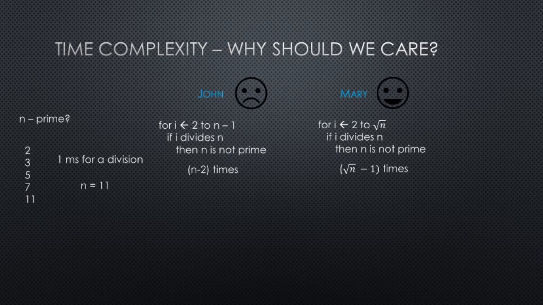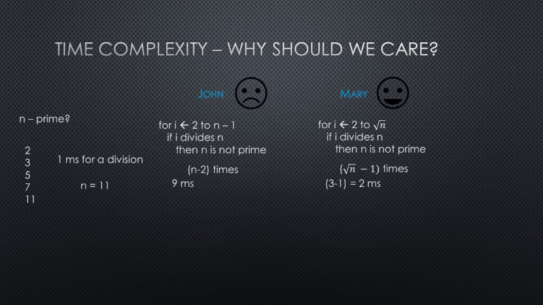We'll start with a small number first, n equal to 11, and 11 is a prime number. John's loop will run from 2 all the way to 10, and this will take exactly 11 minus 2, or 9 milliseconds. Mary, however, will take the square root of n. The square root of 11 is 3 point something. We're only interested in the integer values, so the loop will only run for 2 and 3. So the loop will run 3 minus 1 times, and the time taken will be only 2 milliseconds.